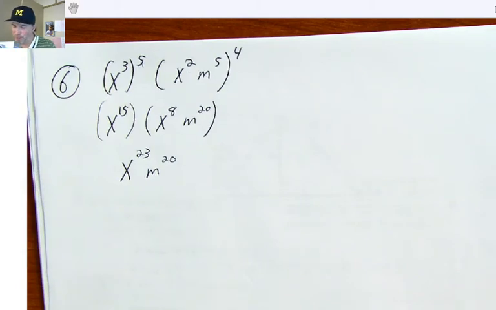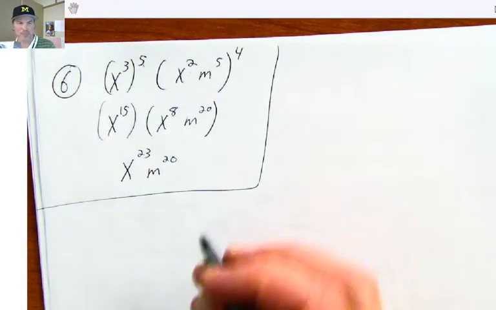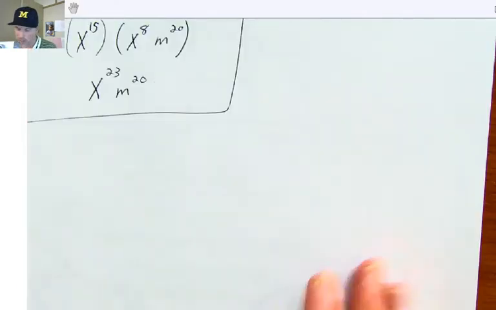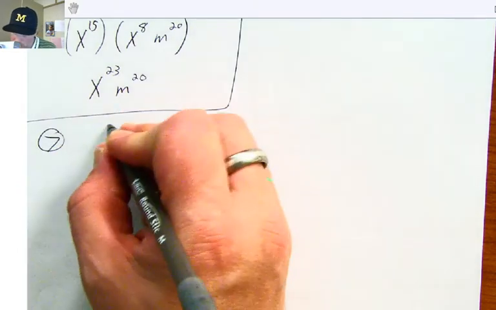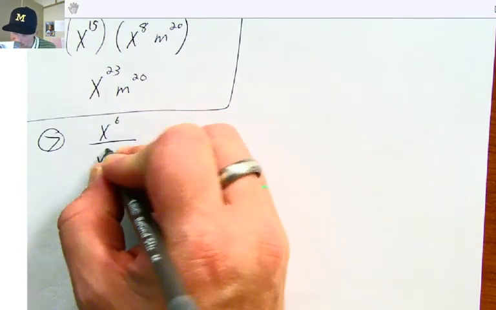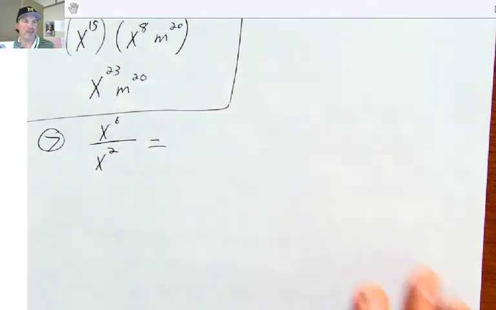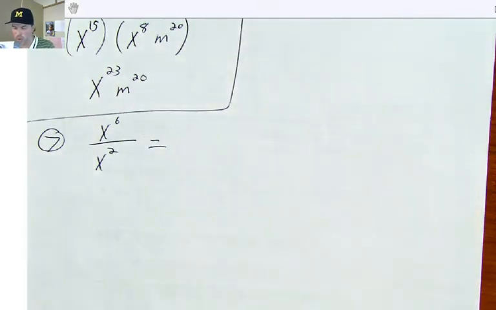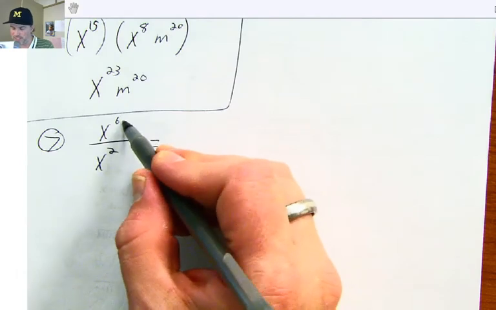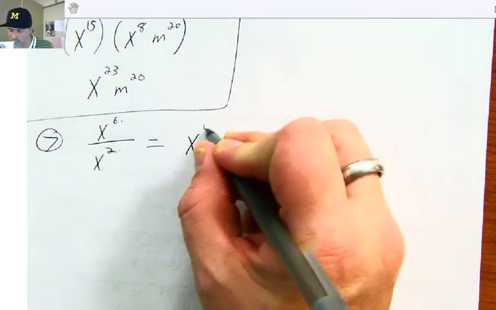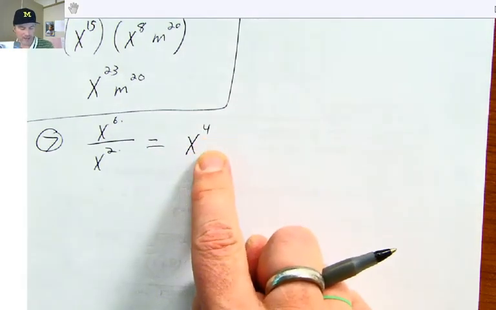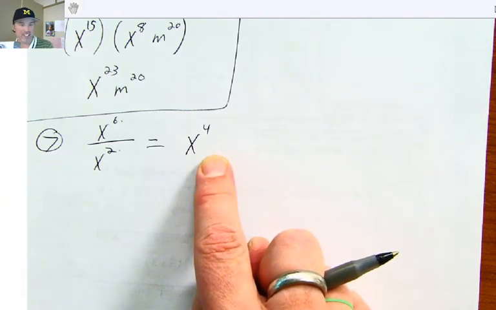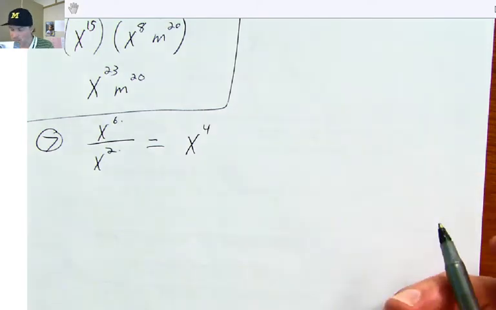All right, three quickie examples exploring quotient rule. Example 7, x to the 6 divided by x to the 2. Okay, a couple different ways of doing this. If you think about just straight up quotient rule, 6 minus 2 is 4. This is x to the 4. That's a positive 4. So I'm satisfied with that. So I'm done. That's it.